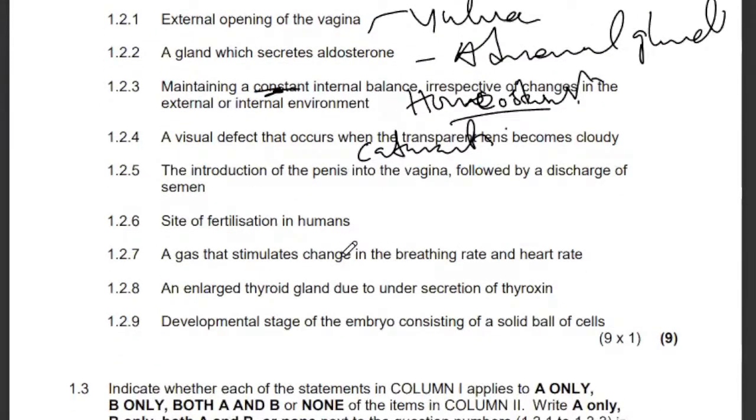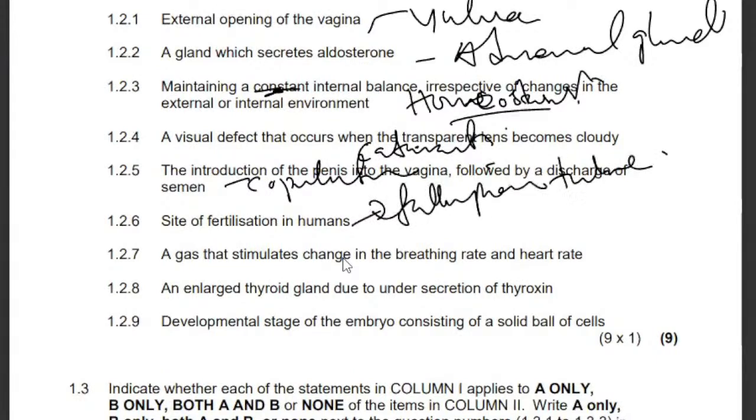Introduction of the penis into the vagina, followed by the discharge of semen. How do you call that? We call it copulation. Someone can say, what about sex? It's better to say it in science, copulation. Fertilization. Site for fertilization is the fallopian tubes.